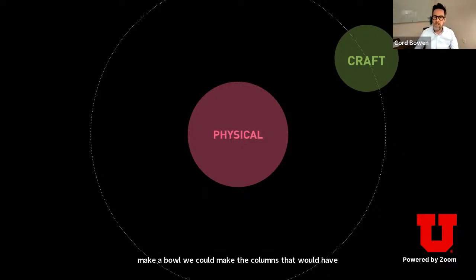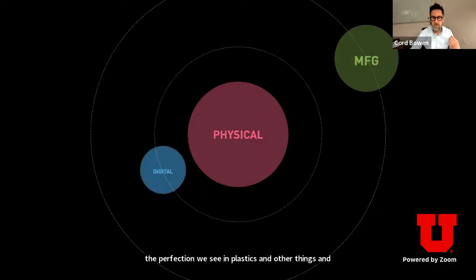Eventually, we would repeat those things over and over again, and within the consistency of repetition, we developed craft, the craft of objects. That often leads to things like the textures we see in weaving and masonry work and all kinds of things, to the perfection we see in plastics and other things and digital technology. Craft has become very important, but as we moved on, this idea of digital began to surround the physical.